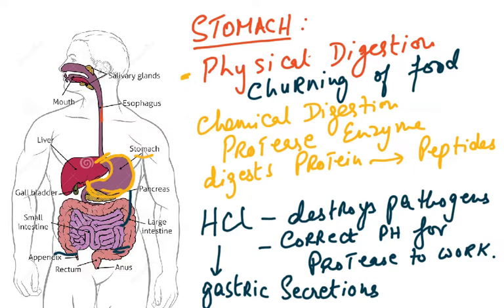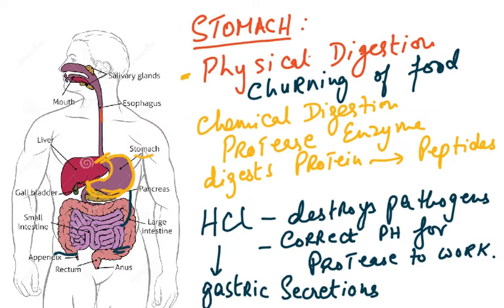Like you put banana and milk in the machine and you just churn it, and that whole thing becomes very homogeneous, with the pieces of mango or banana broken up into tiny pieces and mixed with the milk. So you're making a mango milkshake or banana milkshake. So physical digestion is the churning of the food.